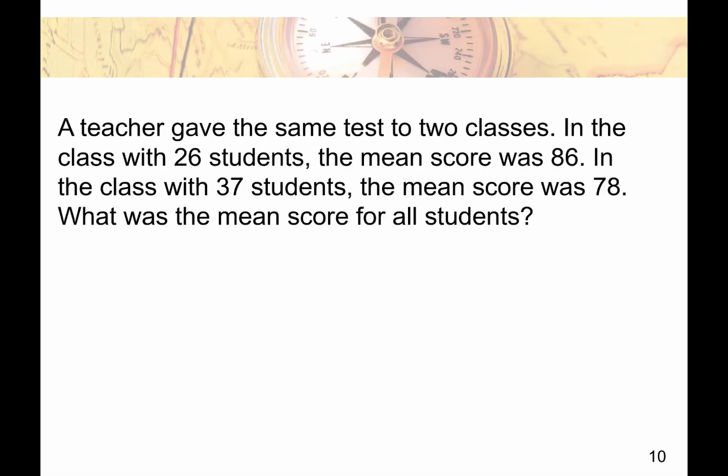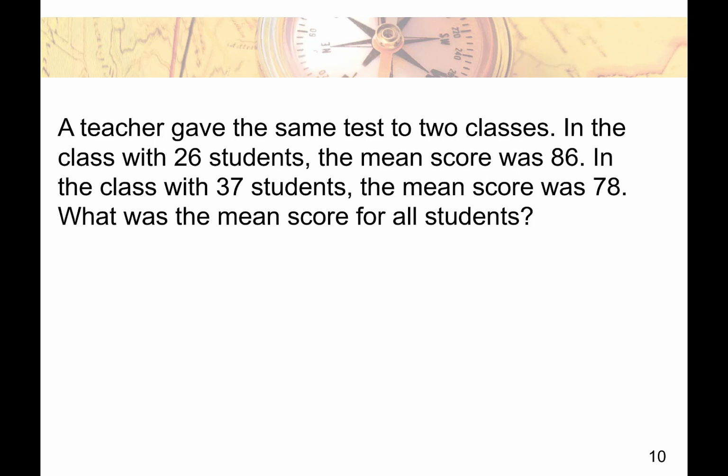Hey guys, I just wanted to show you a few word problems that involve finding the average. Take a look at this first one. A teacher gave the same test to two classes. In the class with 26 students, the mean score was 86. In the class with 37 students, the mean score was 78. What was the mean score for all the students?